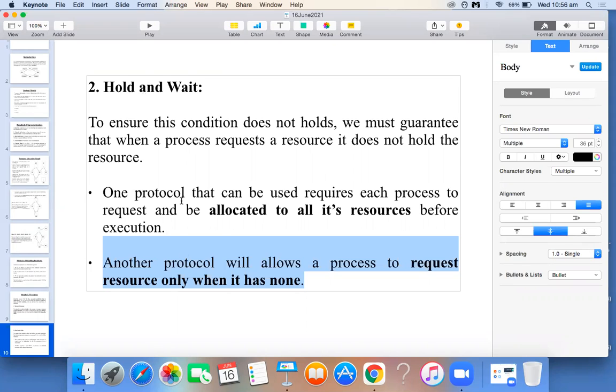So that's how you can prevent deadlock occurrence. Either you allocate all the resources to one process, then you prevent hold and wait, or you do not allow a process to send a request until it is not holding anything. By that we are avoiding hold and wait. Okay, great, that is a solution.